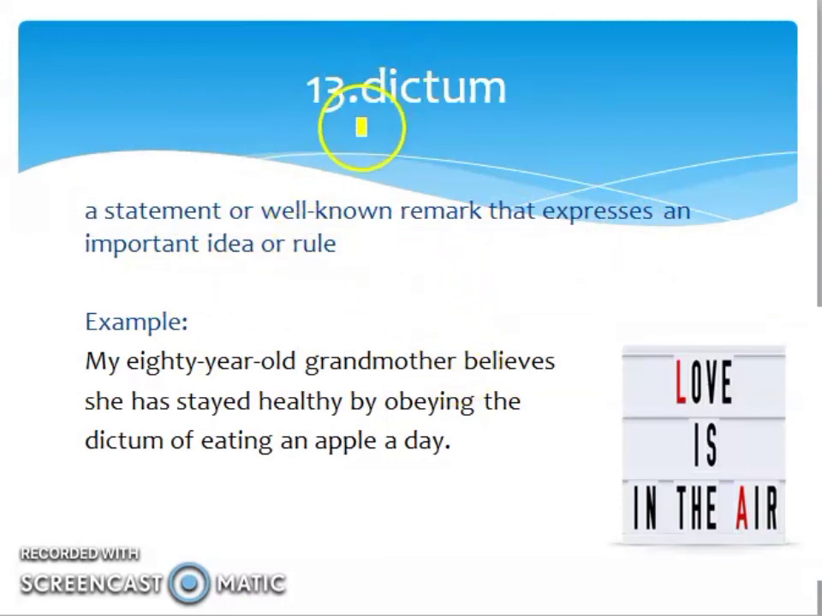We have the root word dict here, so that is referring to telling something or speaking something. There is another dictum, love is in the air. This is also a dictum, a saying, and you could mention it in the comment section if you do know any dictum. So that was the last word we have discussed.